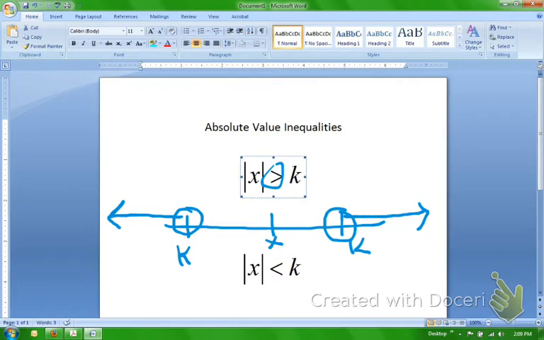These are the graphs that go outward. Sometimes we refer to these as OR graphs.